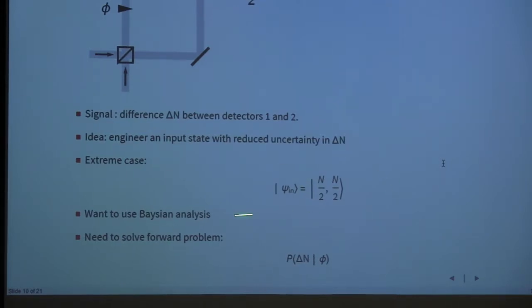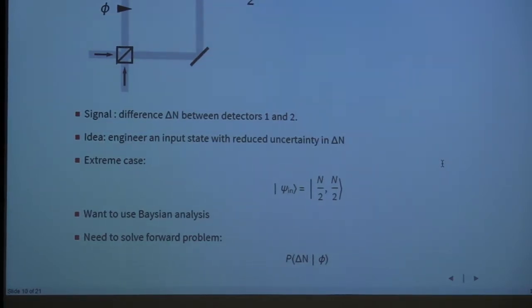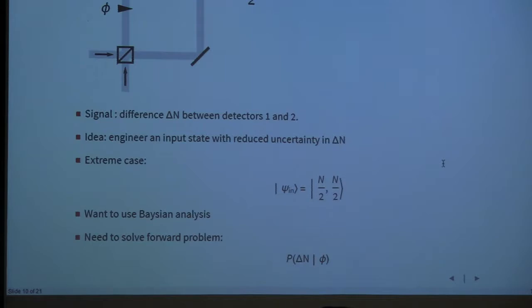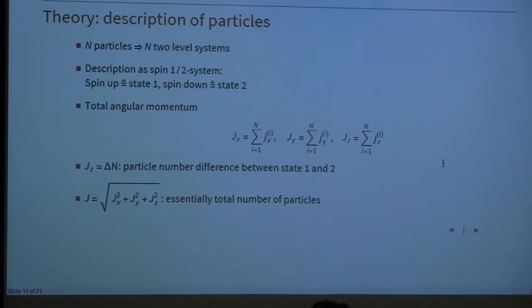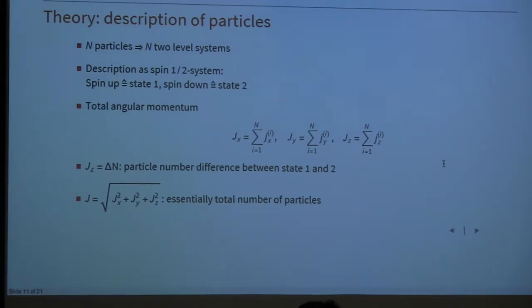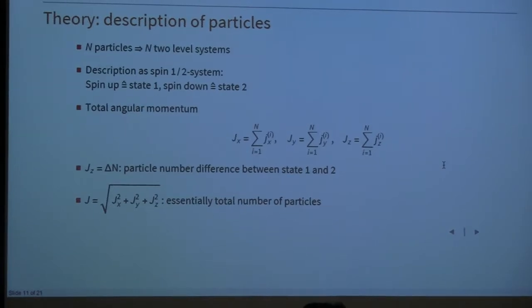Then we go through with this input state and use Bayesian analysis. In order to do that, we need to be able to solve the forward problem, which is what I just told you always needs to be done. Given a phase shift phi, what is the probability of getting delta N? And actually that's pretty straightforward to do. Interferometers look like angular momentum algebra. Basically, each photon could be in port 1 or port 2. It's like a two-level system. It's like a spin 1/2 system where the spin could be up or down.